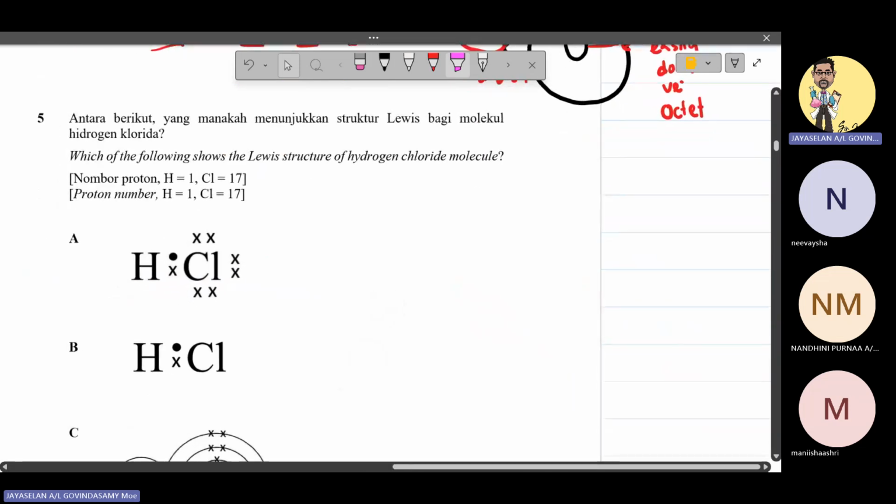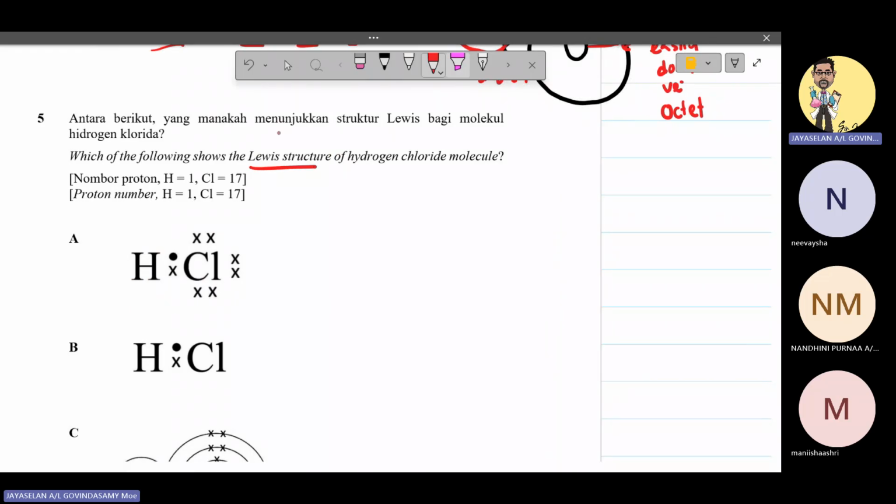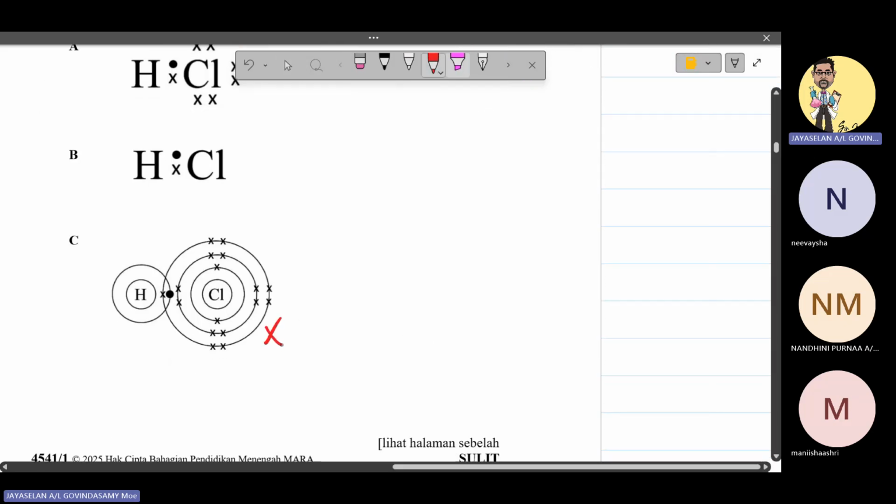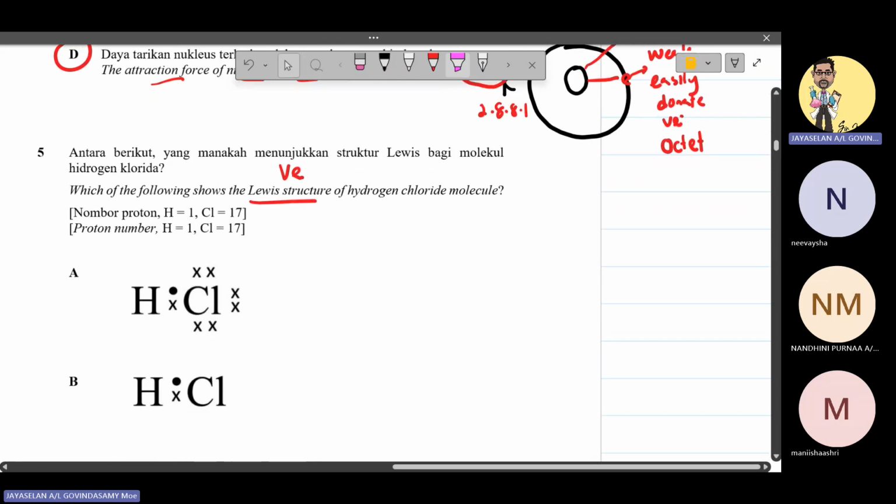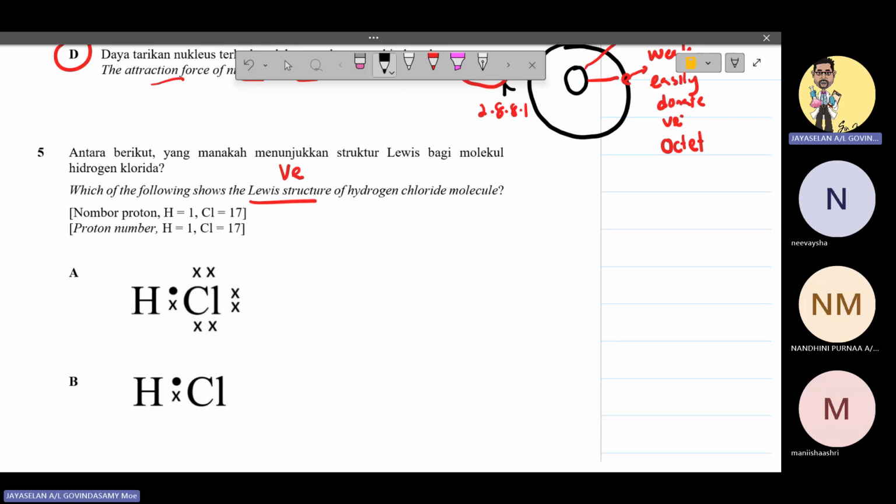Okay, we go for the next one. Which of the following is the hydrogen chloride Lewis dot structure? For a Lewis structure, you only focus on valence electrons. First shell, second shell, or cannot. What is the Lewis structure mostly used for? To show dative bonding only. Okay, so how do we do the Lewis structure for hydrogen chloride?